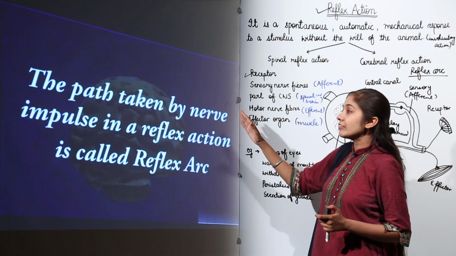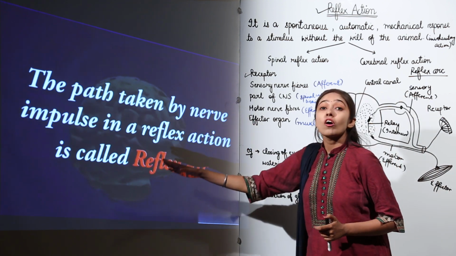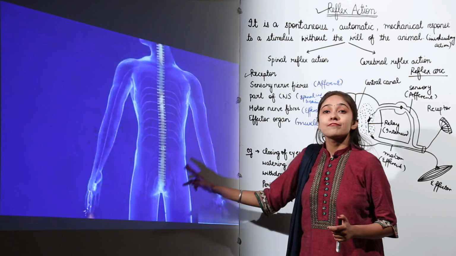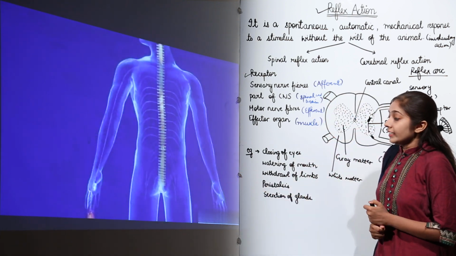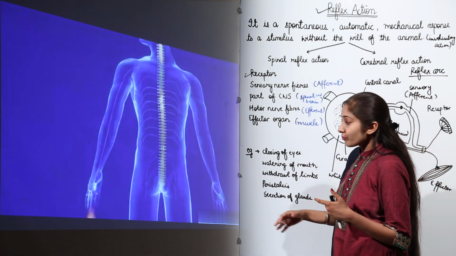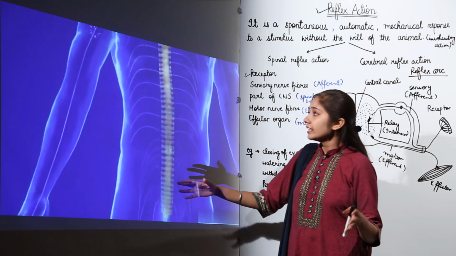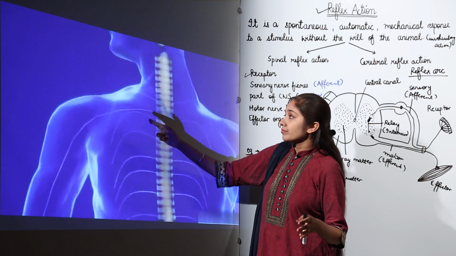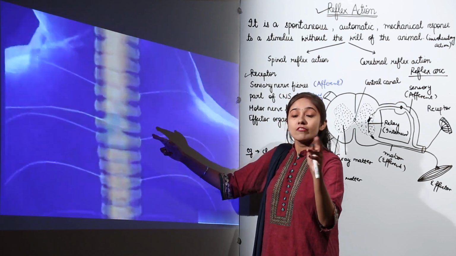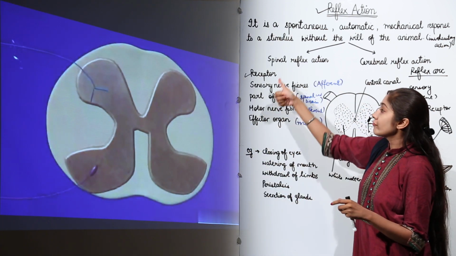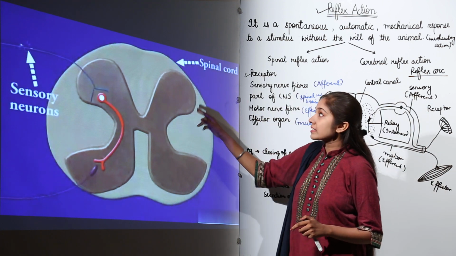The path taken by a nerve impulse in a reflex action is called what? It's called the reflex arc, right? Now just see how it happens. We have the thermoreceptors, or the receptors, for example in your skin. They are going to send what? The nerve impulse through what? Through the sensory nerve fibers to your central nervous system, that is the spinal cord.